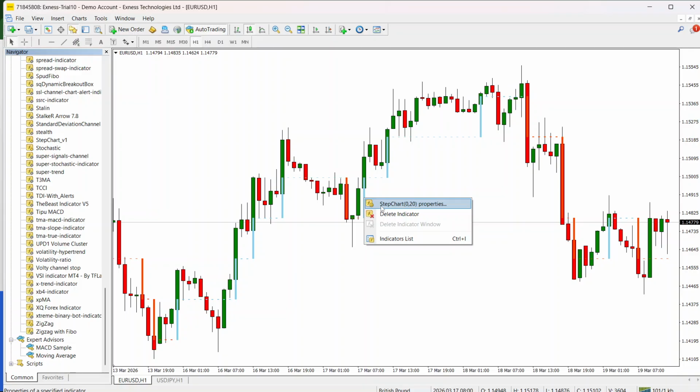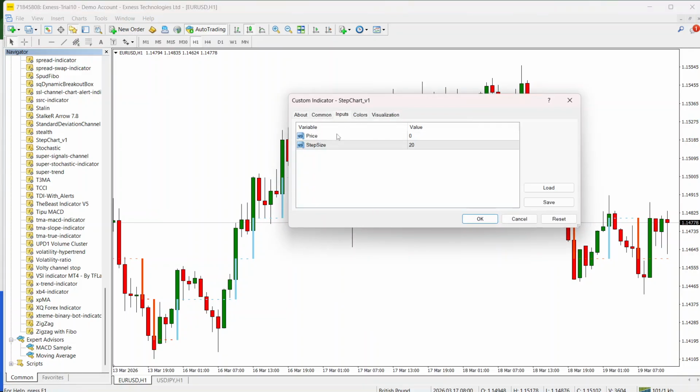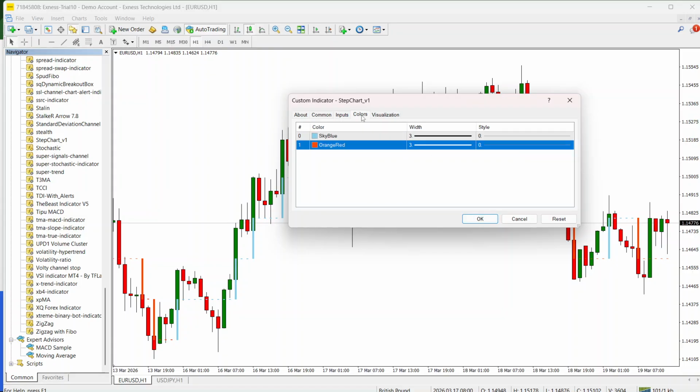Now we move on to its properties. We have the price and the step size. And this also involves the color, blue for the bullish trend or bullish steps, and orange red for the bearish steps.